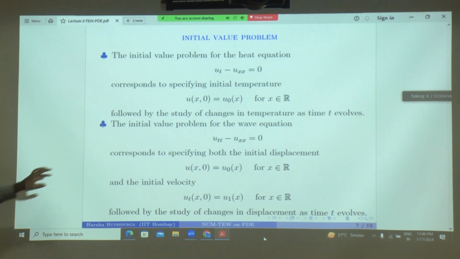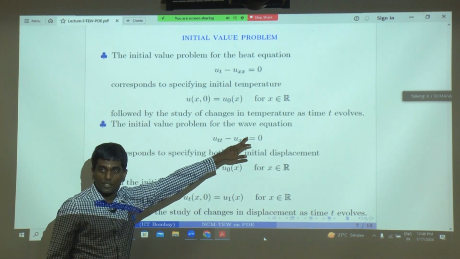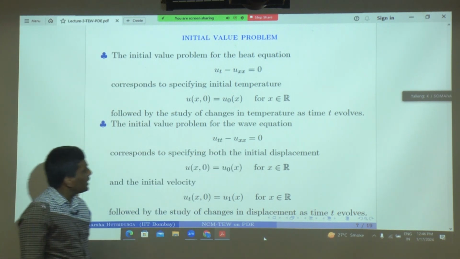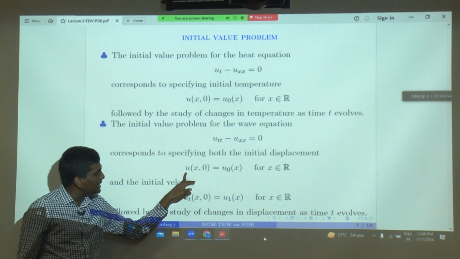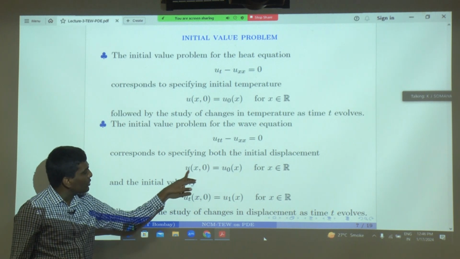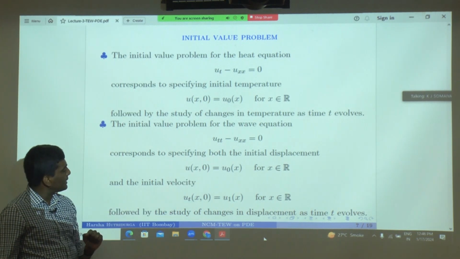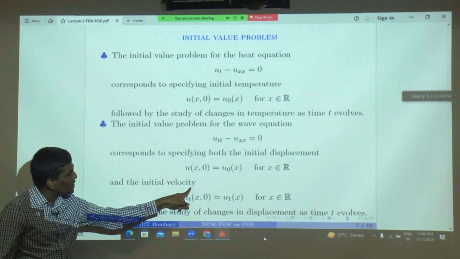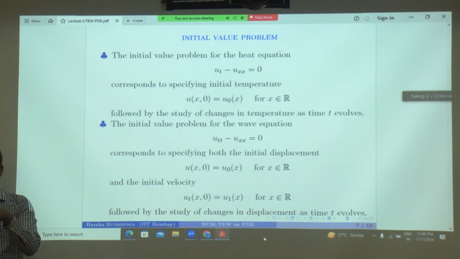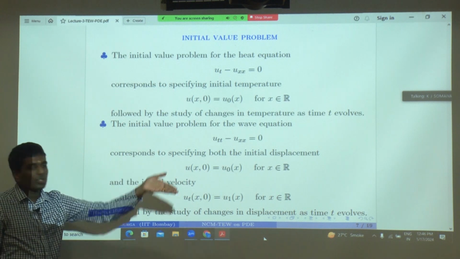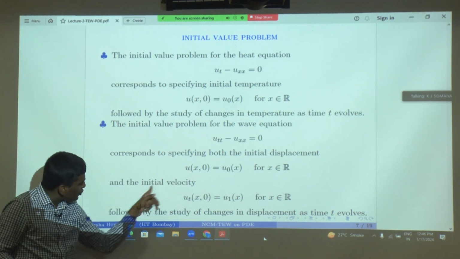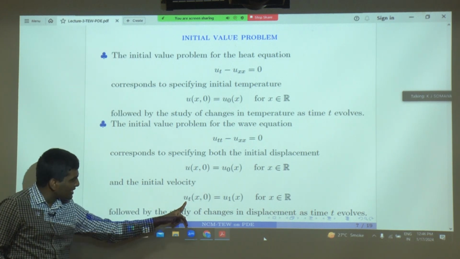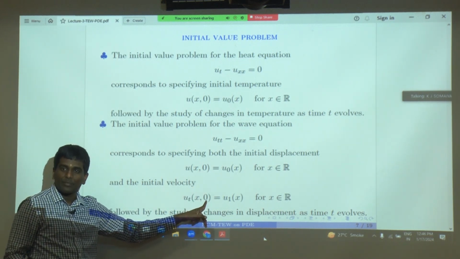When we say that we are studying an initial value problem for the wave equation, we have to specify two things. We have to specify the initial displacement, that means when time t is equal to 0, what is u at every point x. And also the initial velocity. These are just terminologies: if u is the displacement, its time derivative represents the velocity. So that's u_t at x comma 0.